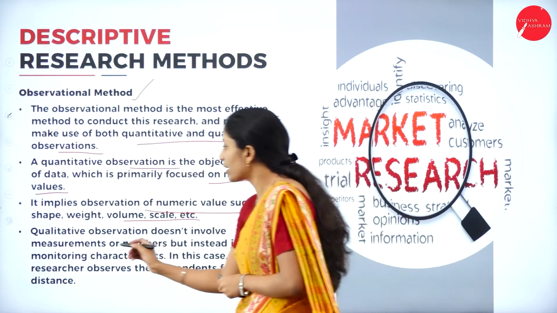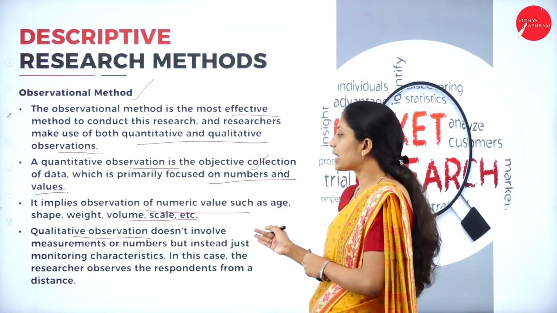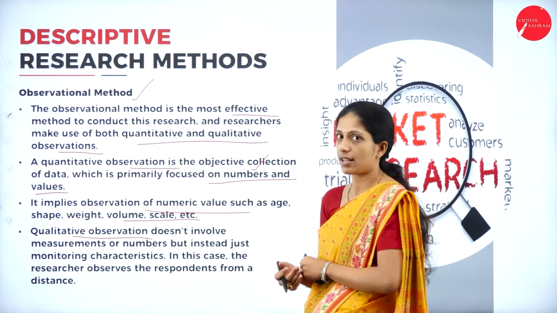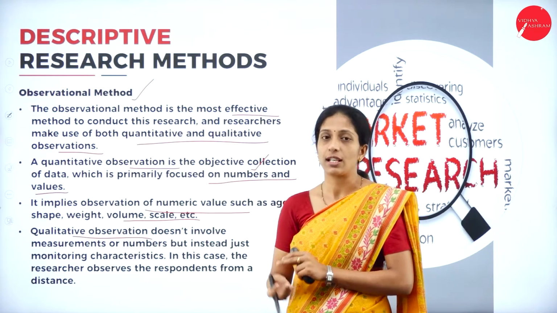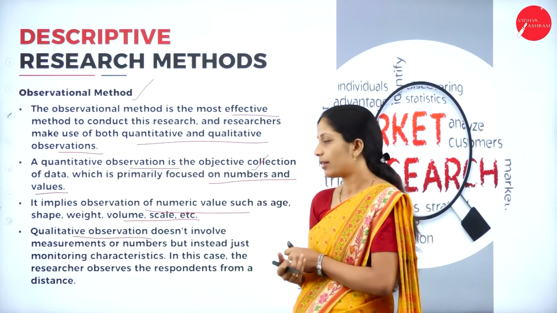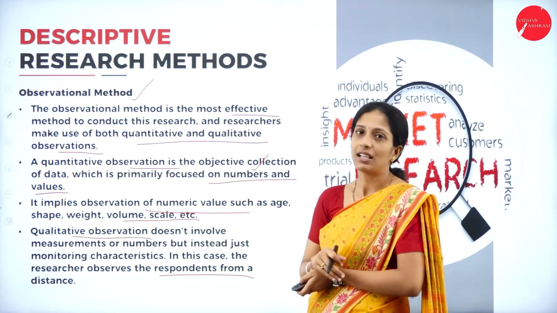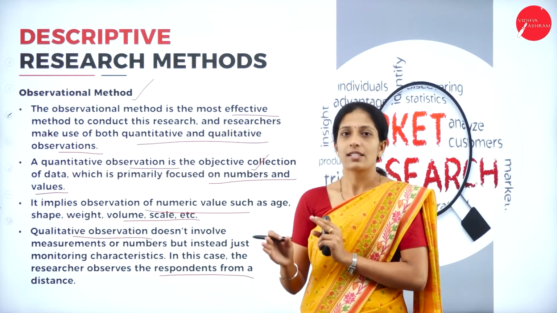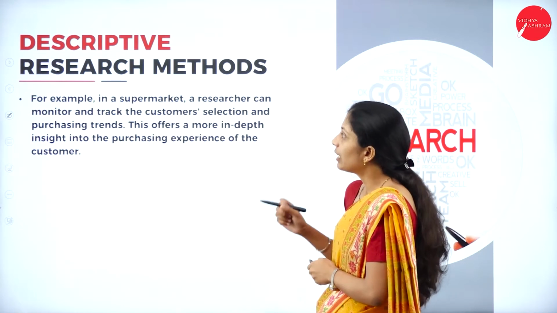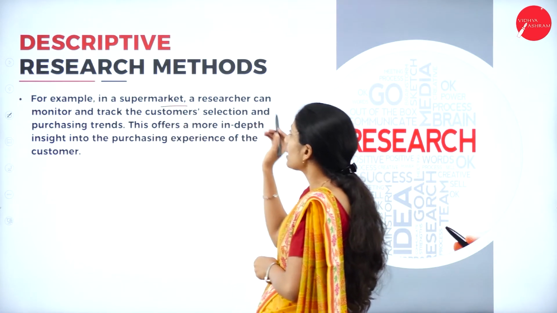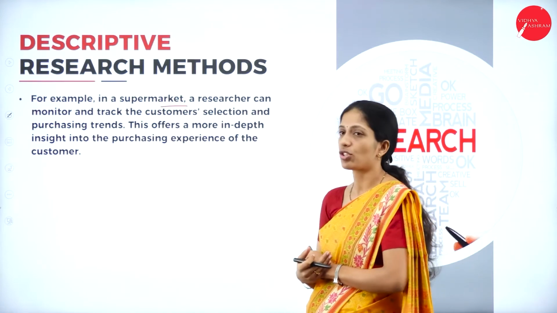Now, coming to qualitative observation, it does not involve measurement or numbers, but instead just monitoring the characteristics. Here they are going to meet the respondent personally and collect the information. So here it will not be measured in terms of numbers. In this case, the researcher observes the respondent from a distance. Now here the researcher is going to meet the respondent personally and collect the information. For example, in a supermarket, a researcher can monitor and track the customer selection and purchasing trends.